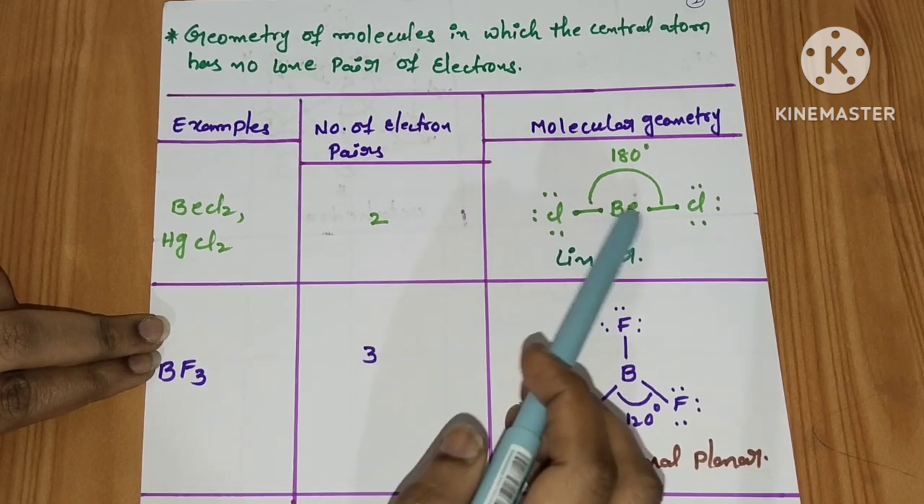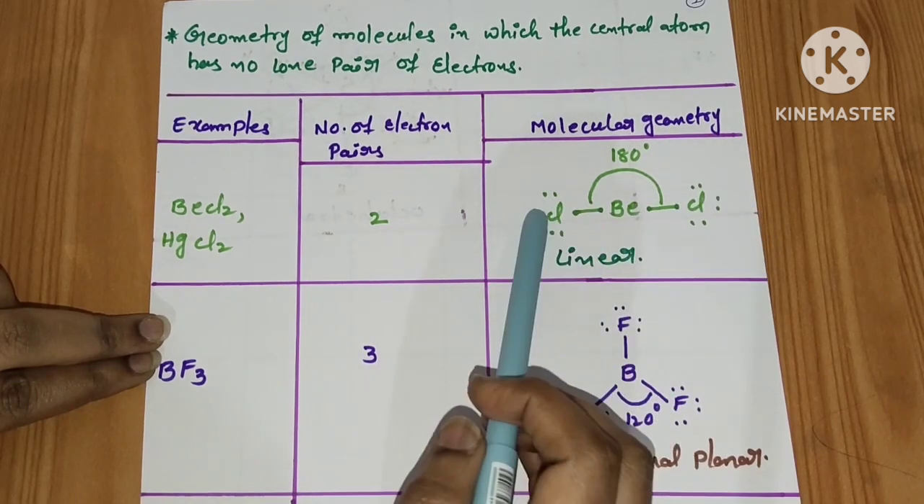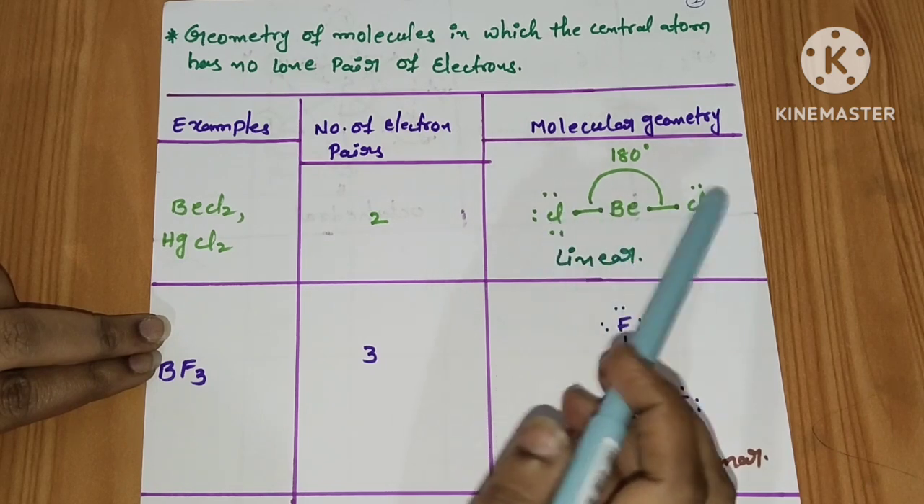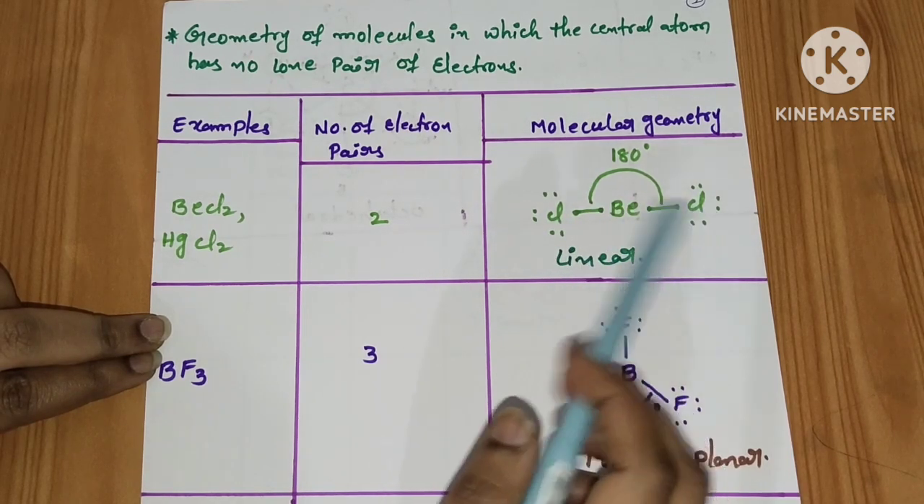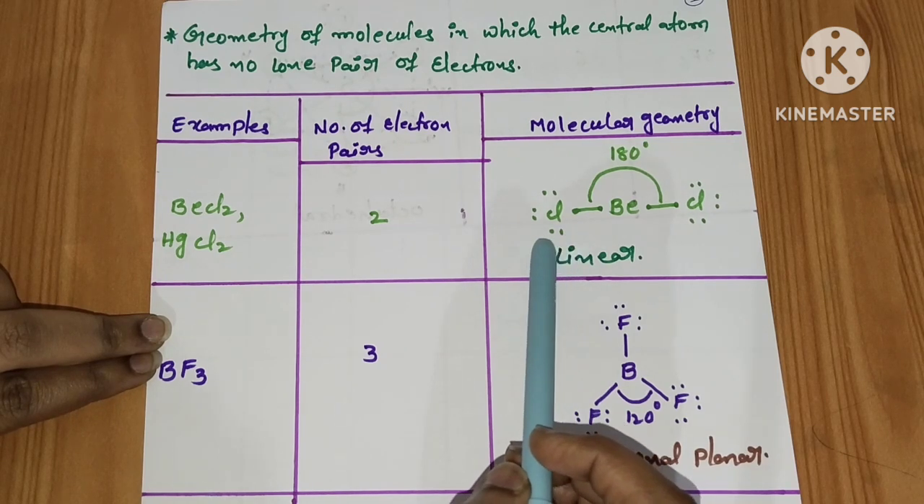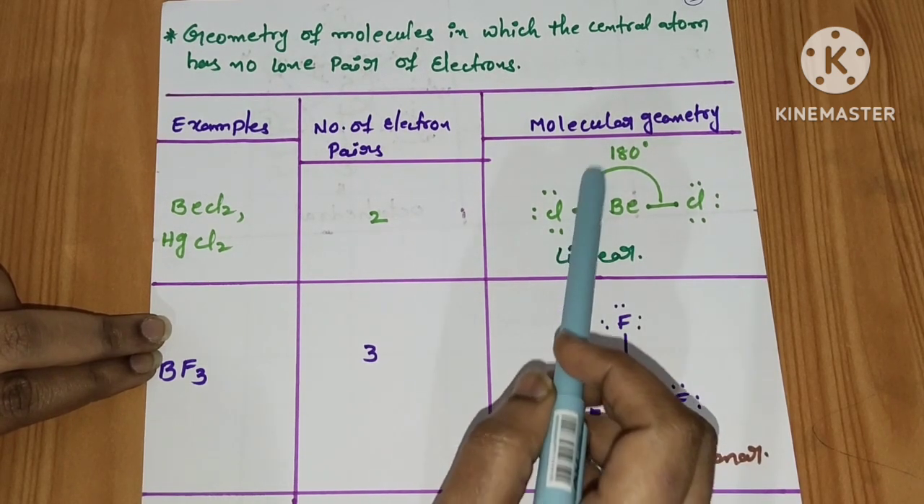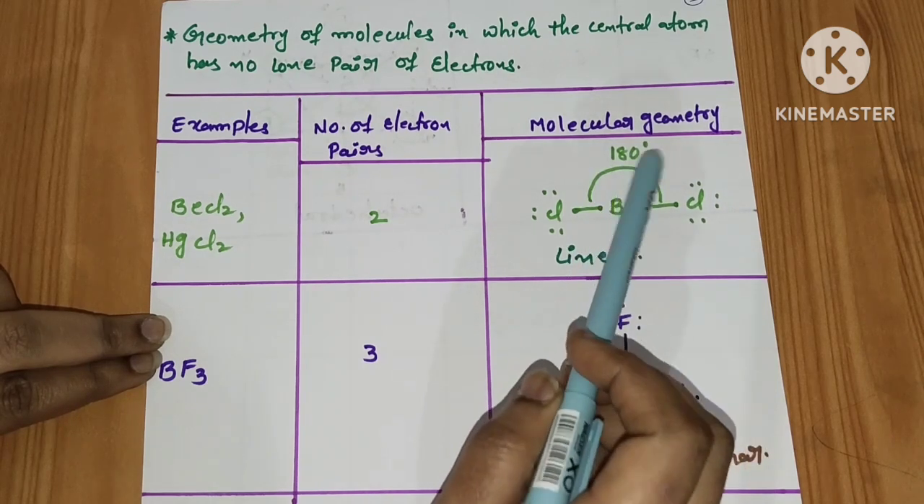It forms 2 single bonds with 2 chlorine atoms. To maximize the distance between the 2 chlorine atoms, they arrange themselves in a straight line. Therefore, the molecule shows linear geometry with a bond angle of 180 degrees.